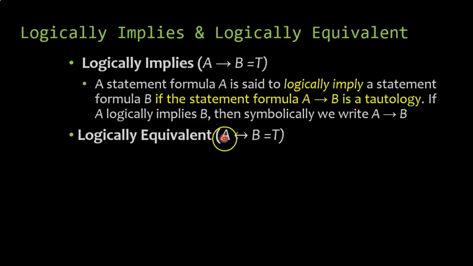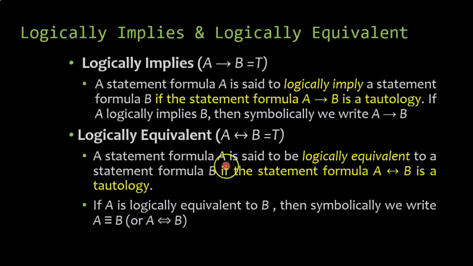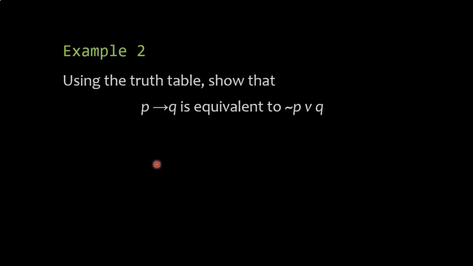Logically equivalent has this notation: A if and only if B equals true. A statement formula A is said to be logically equivalent to a statement formula B if the statement formula A if and only if B is a tautology. So you can also write the logically equivalent like this or like this. Now let us see this example 2 on how to use the truth table to show two statements are equivalent to each other. So we have if P then Q and not P or Q.